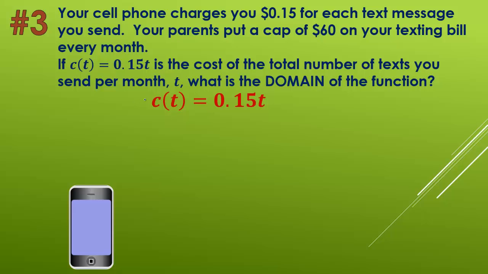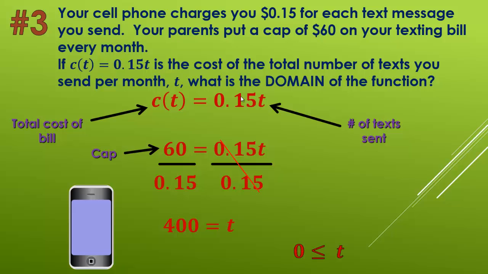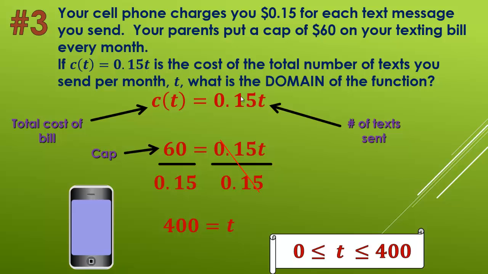So if this represents total cost, total cost of bill, like it says, and T is the number of texts sent, well, you know that the cap is $60. You can't spend any more than that. So 60 equals 0.15 T. And then you just solve this like you normally would. Divide both sides by 0.15, and you get T equals 400. So T can be greater than or equal to 0 or less than or equal to 400. So you can send no texts or you can send up to 400 texts. That would be the domain.